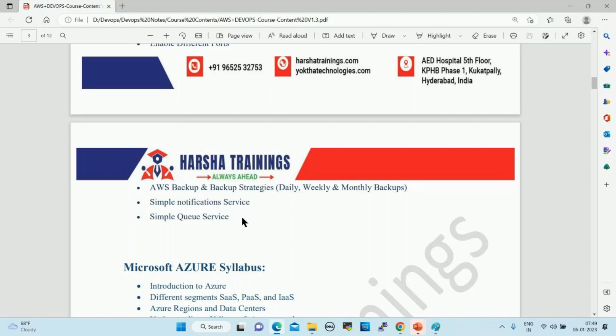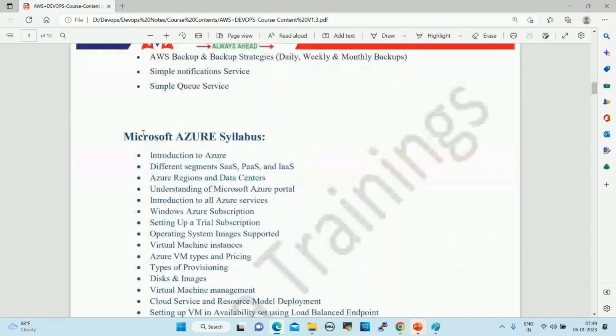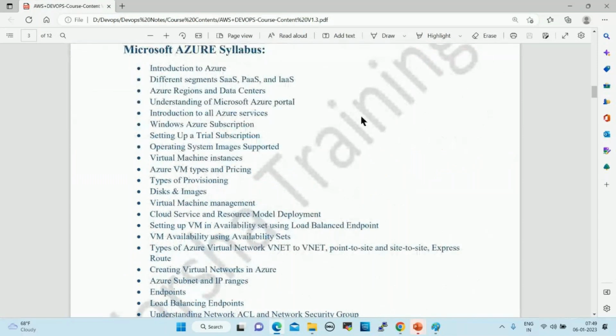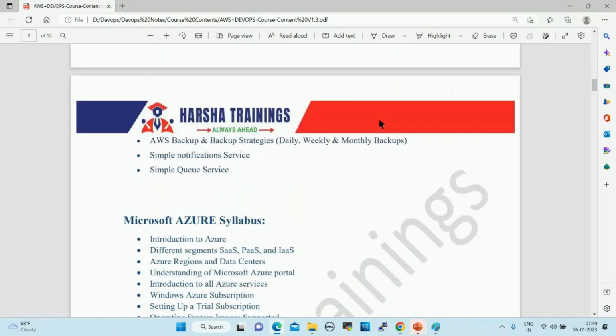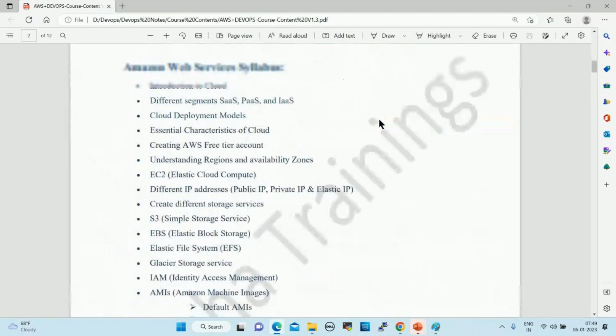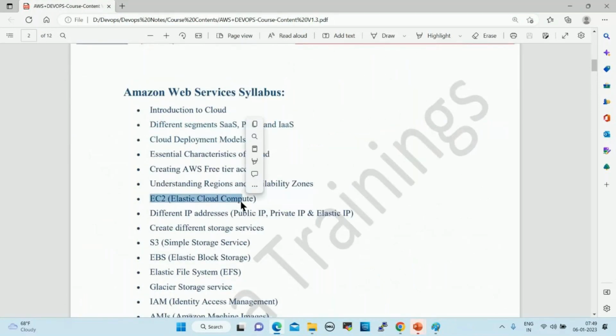Yeah. Next one, this is the Azure syllabus. So AWS, Azure, Google Cloud, all are the same. Functionality wise all are the same, but terminology wise a little different. So in AWS, a server we call EC2, Elastic Compute Cloud. The server name is EC2. We can call the server an EC2.